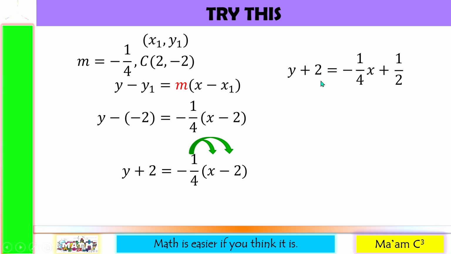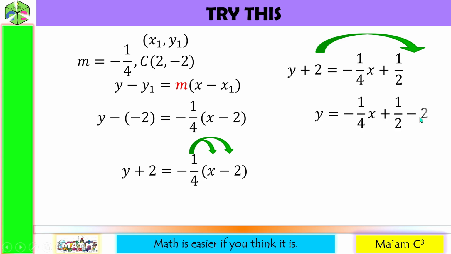Now we are going to move 2 on this side. It will become negative. Since we have here a fraction and a whole number, we will express this whole number as a fraction with the same denominator of 2. To do that, we simply have to multiply them. 2 times negative 2 is negative 4.